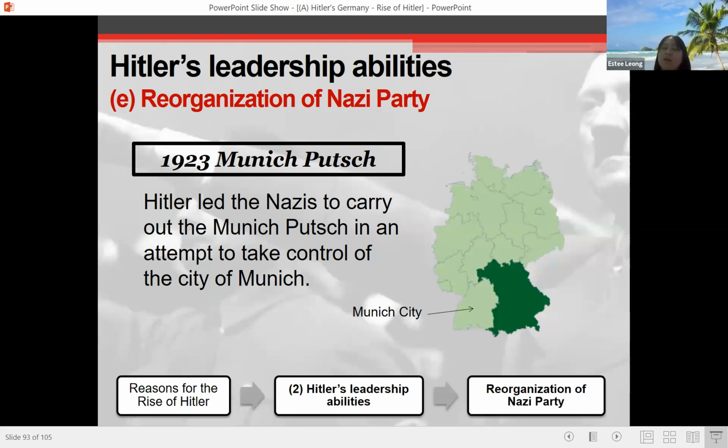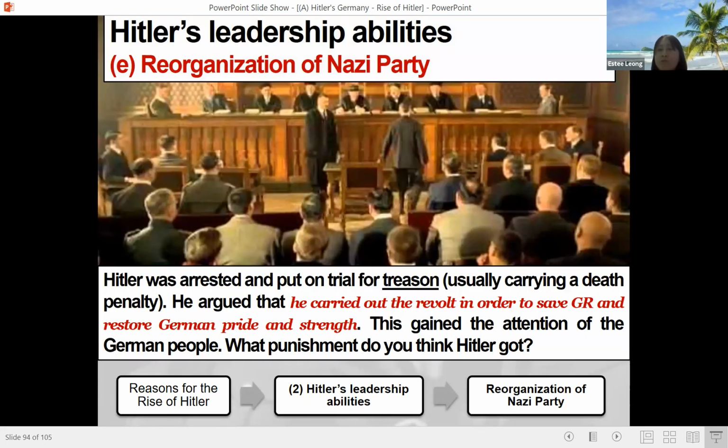At this point, he was actually able to convince the political leader who ruled, I think, Bavaria or Munich at that point in time to support him. But then that person eventually backed out, and that's why his coup eventually failed. He was arrested and put on trial for treason, meaning disloyalty to the country. In his trial, he argued that he carried out this attempt in order to save Germany and restore German pride and strength.